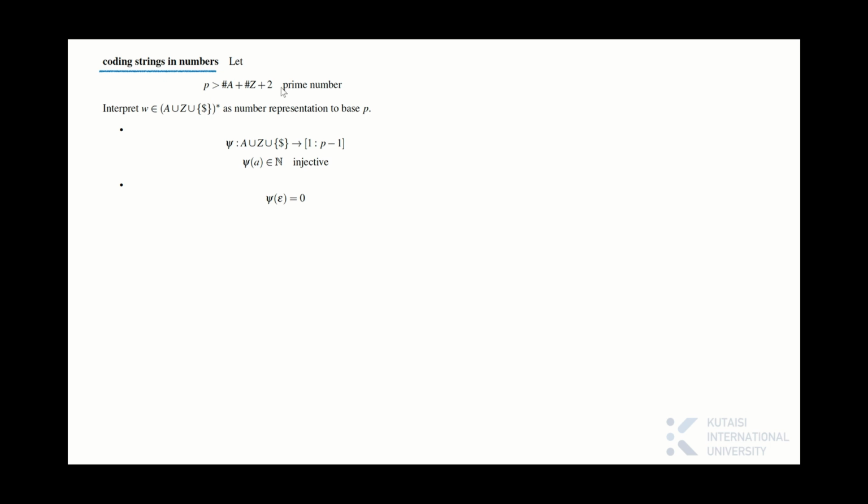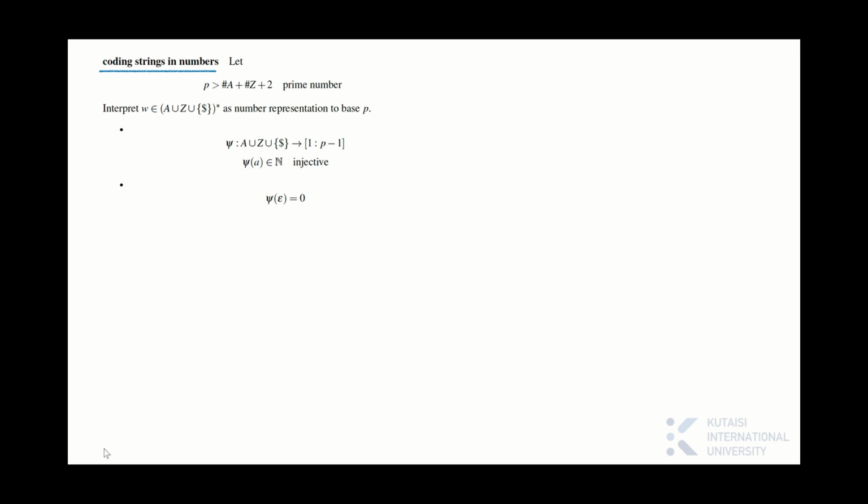So now I have a prime number p, and I take a function psi, as I did before, so you're probably aware of this. For every alphabet symbol, every state, and every dollar, I assign a natural number from 1 to p minus 1.